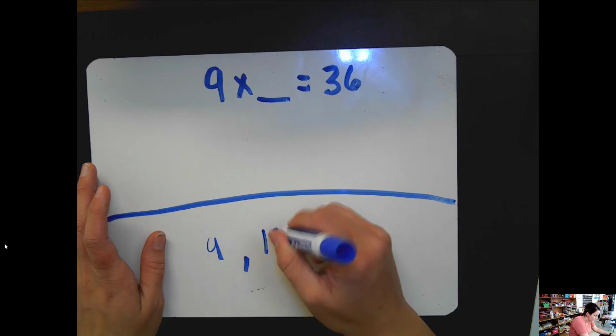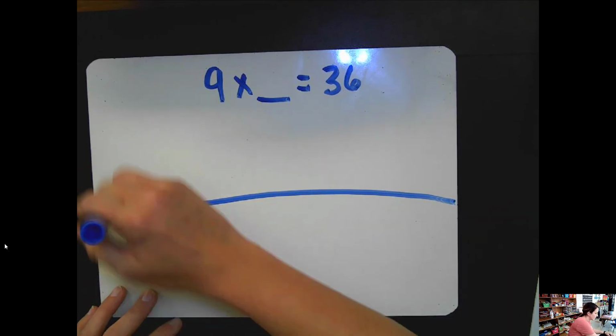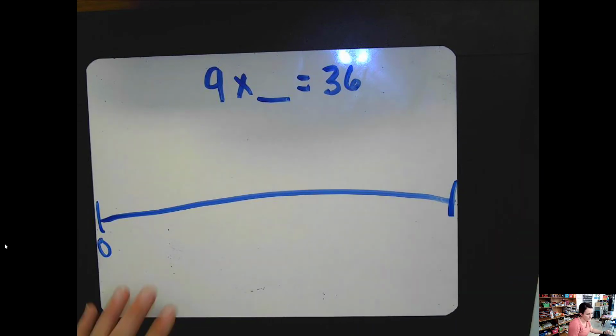What's 9 plus 9? 18, until you get to 36. It's the same idea, just off the number line. So you're going to skip count by 9s until you get to 36, which is probably going to involve a little bit of counting up. I want you to pause the video and see if you can figure this out.